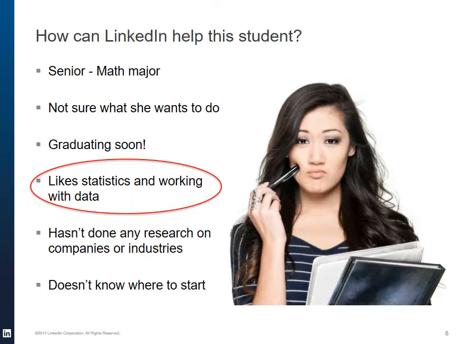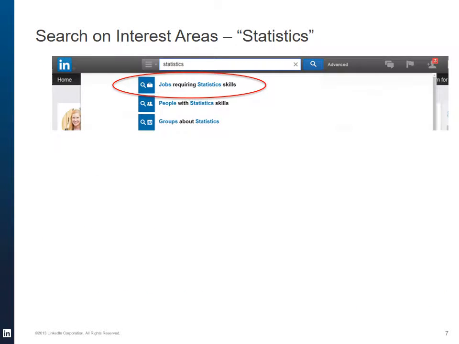So I would look over this scenario and say, okay, there's a lot of uncertainty here, but what do we know? Well, we know she likes statistics, so that's something to start on. So what I would do with her is to just do a broad search on statistics. And for you, I'd like you to think about an interest area of your own, so to think about what would you search on. And you'll notice that 3 categories come up.